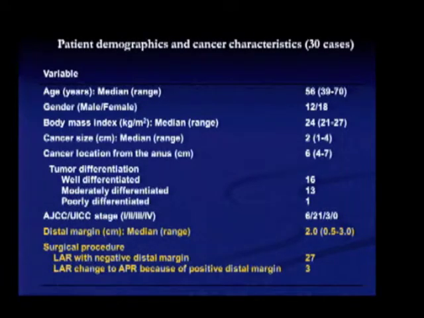This is the patient demography and cancer characteristics. The median distal margin is 2 centimeters, and the procedures totaled 13, and 3 cases had a positive distal margin, and the surgical procedure changed from LAR to APR.